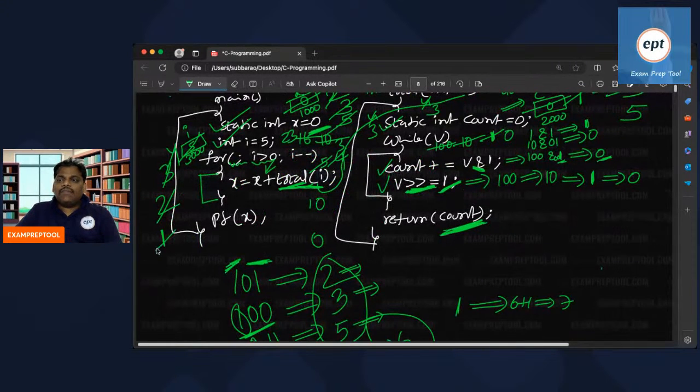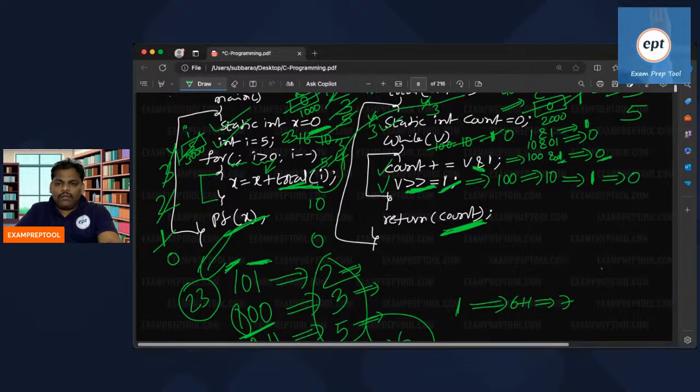Next I value is going to be 0, right? I think next value 0, 0 greater than 0 condition is failed, right? Out of the for loop, lastly 23 will be printed. Will you agree?